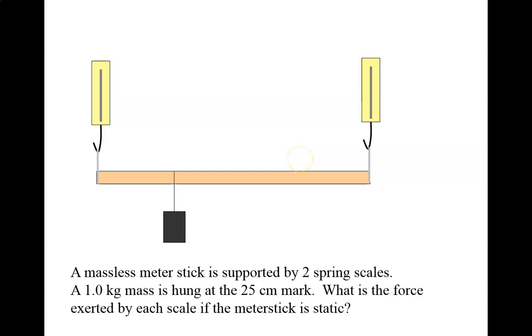So let's skip that. Let's say we've got a massless meter stick. We do that to make the problem easier. Obviously, where do these physics teachers get their massless meter sticks? At the massless store. So we hang a 1 kilogram mass at the 25 centimeter mark. This is 0 centimeters, this is 25 centimeters. What is the force exerted by each spring scale? Basically, what does each spring scale read if everything is static?